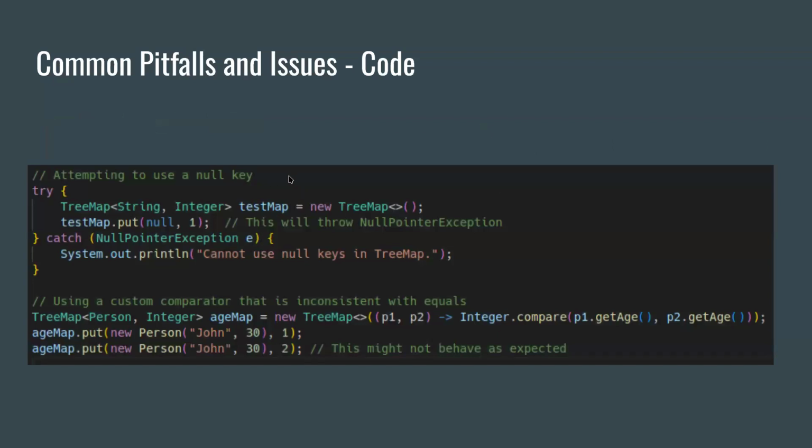Here is a code example. If you try to put a null key, this will throw a null pointer exception. And you can try using a custom comparator. And if you put Person, this might not behave as expected.